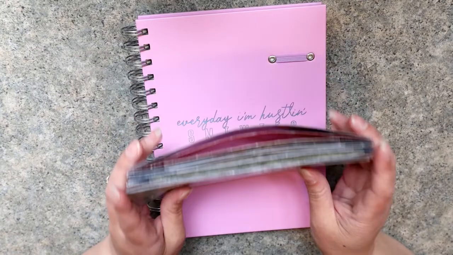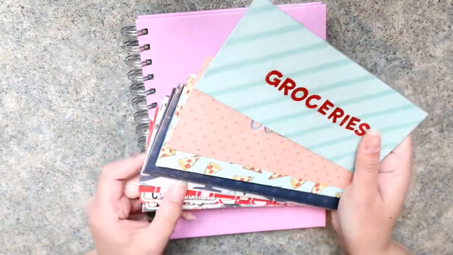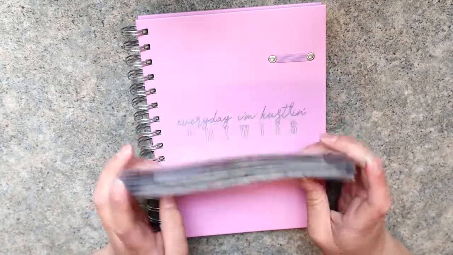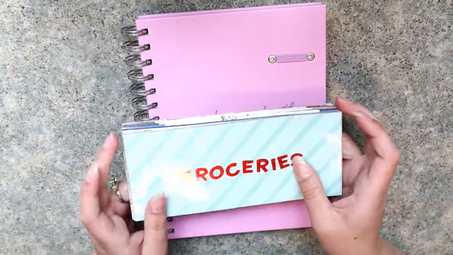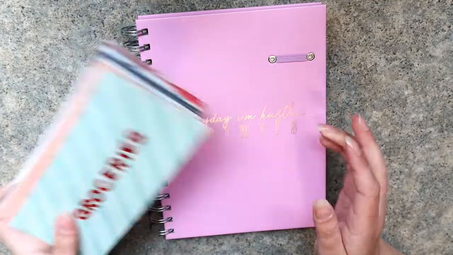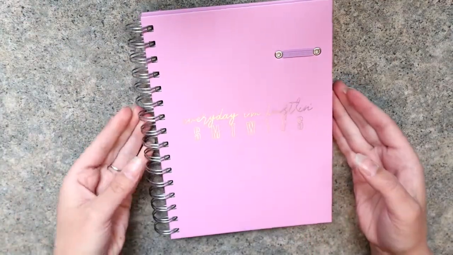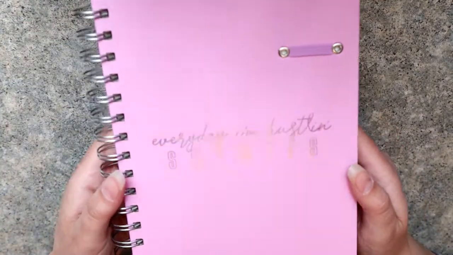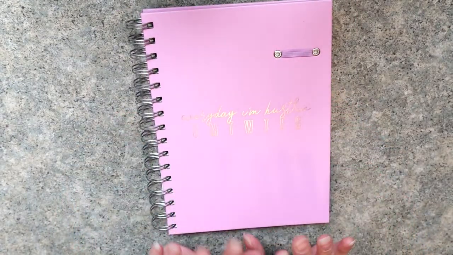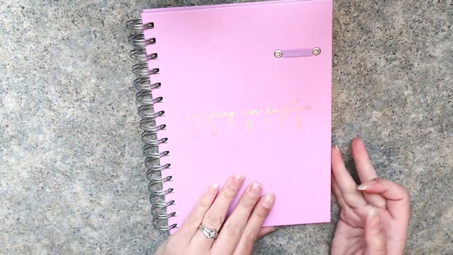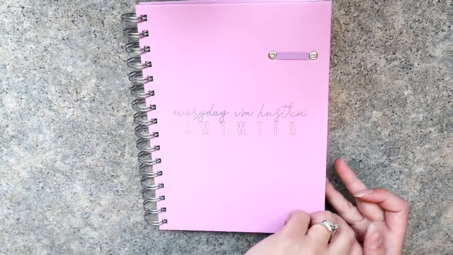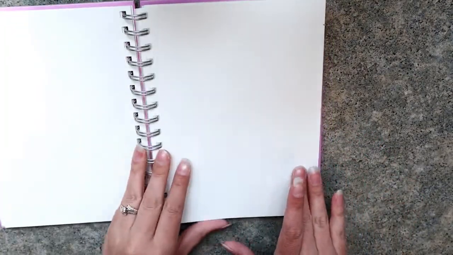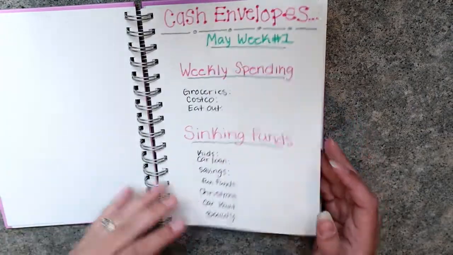So today we are going to be stuffing these cash envelopes like we did last week. I do have a couple of new envelopes to stuff today, so I'm excited about that. I also have my notebook here. Again, I got this at Walmart, and it just says, every day I'm hustling, which I really think is cute. And then we're going to go, if I can find today's. I went too far. Here we go.